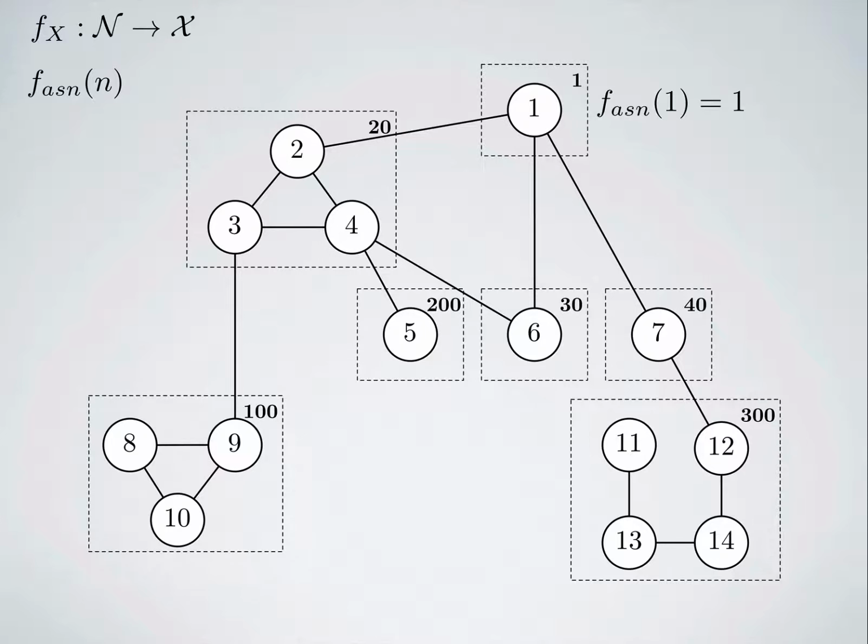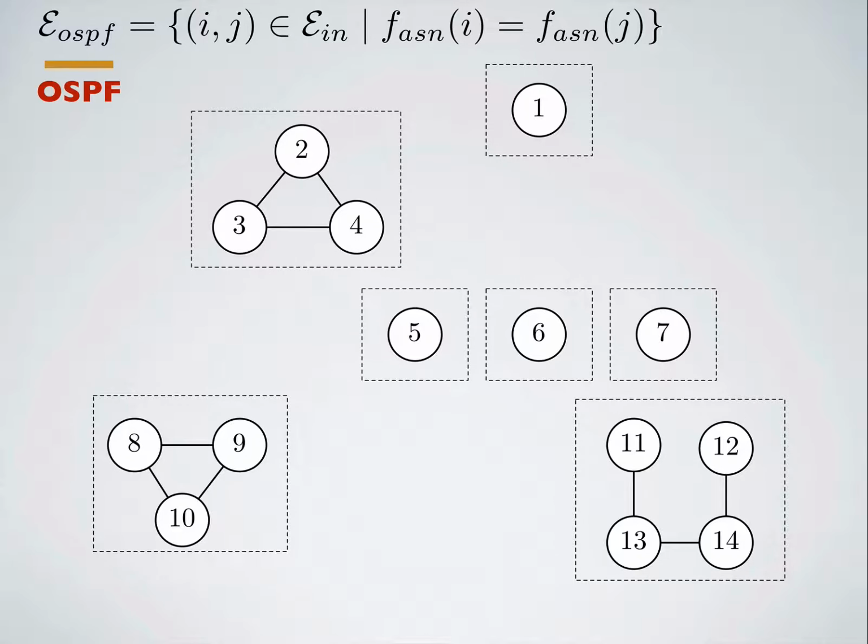For instance, FASN of router 1 will return 1. FASN of router 2, which belongs to autonomous system 20, will return 20. And so on, router 9 will return the ASN 100. We can then start to build up our topology design rules from this.